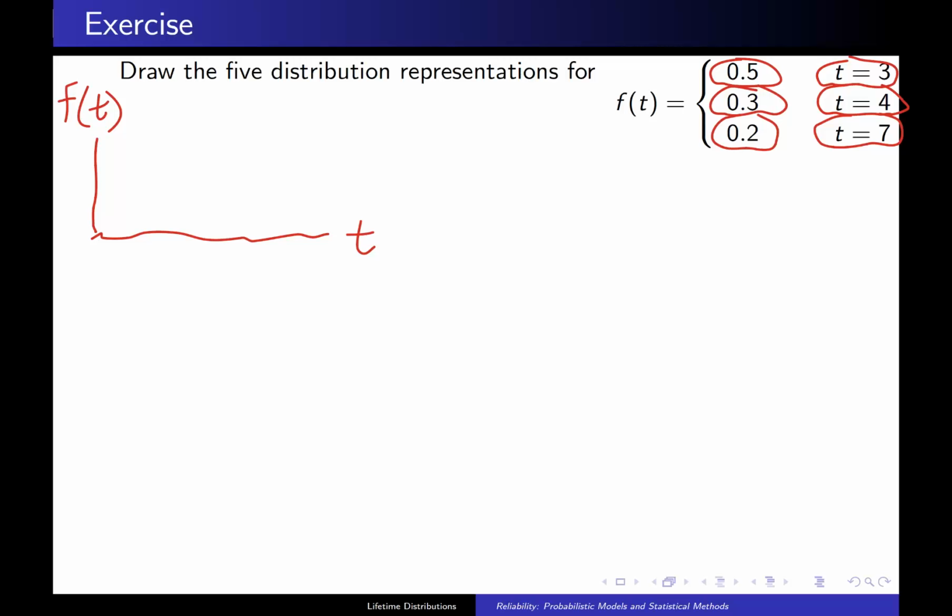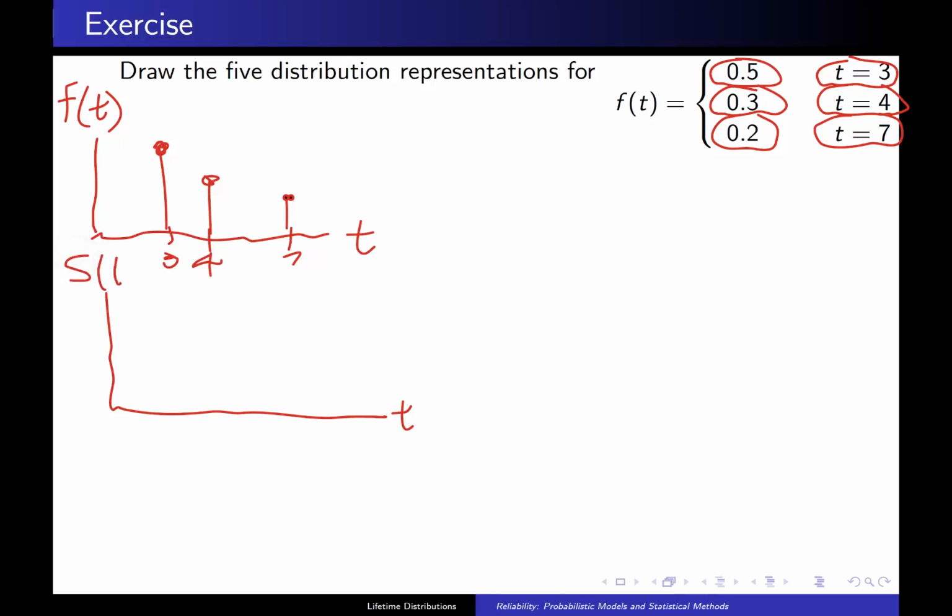So kind of a strange experiment, but if you go in here and put a 3 and a 4 and a 7 for your mass values, and then you draw a 0.5 here, followed by a 0.3 here, and finally a 0.2 here, that is a picture of the probability mass function. Now the next function to draw is the survivor function. So once again we're going to have t here.